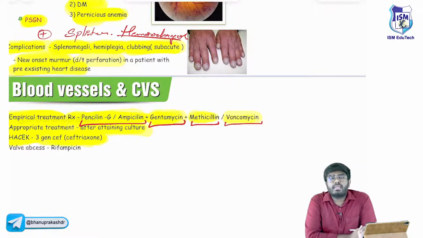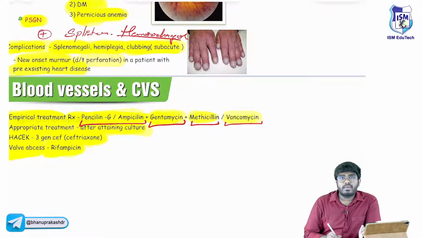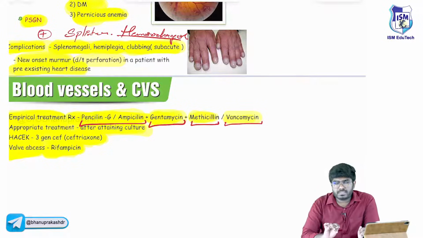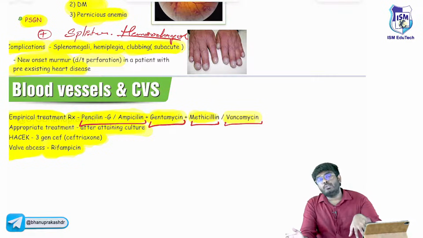Ceftriaxone. In one of the exams, they have asked about a valve abscess. If there is a valvular abscess, then you have to use rifampicin. Why? Because other antibiotic drugs cannot penetrate into the abscess.